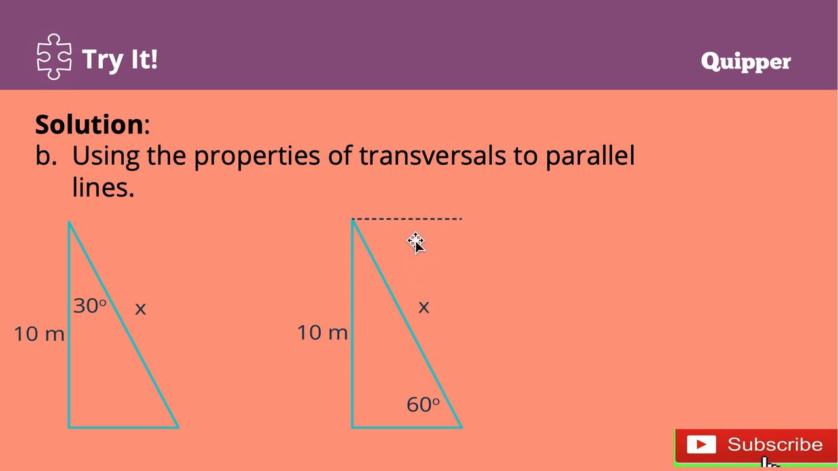Notice that the upper and the lower horizontal lines are parallel, cut by this transversal line x, making the angle of depression and the angle of elevation congruent since they are now the alternate interior angles for the parallel lines cut by a transversal. So the angle of depression here is equal to the angle of elevation. This is now the angle of elevation. So we will be using the angle of elevation.